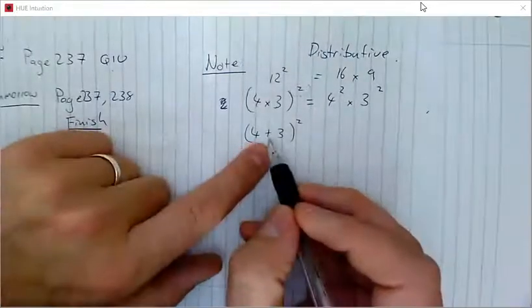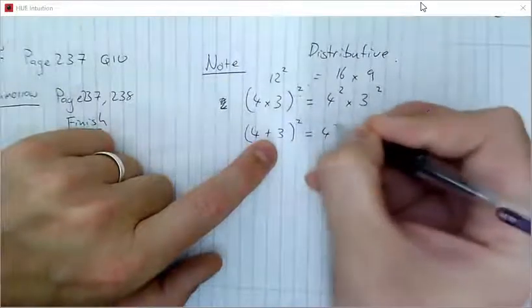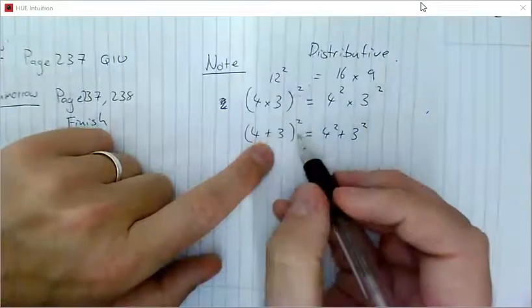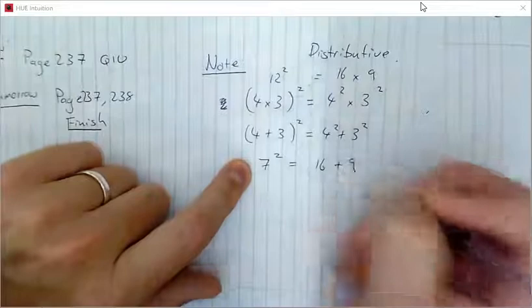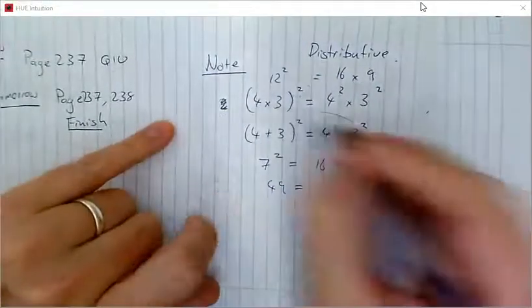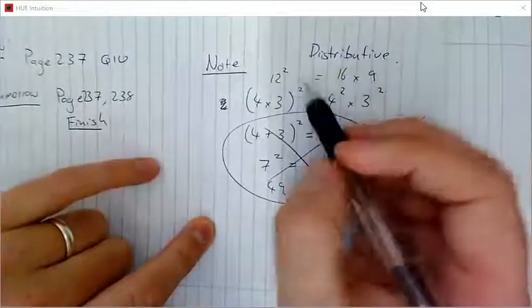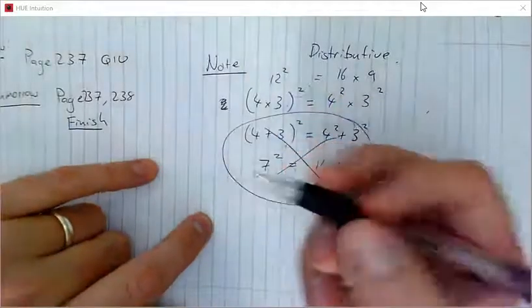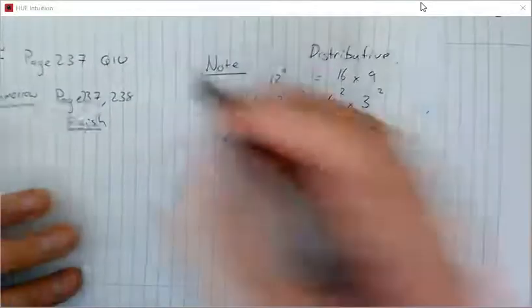If I try and apply that rule to addition, well, what I get here would be 4 squared plus 3 squared. That's distributing my square over addition. But look what I've got. 7 squared is the same as 16 plus 9. Is that true? Well, that's 49 is the same as 25. No. So that's not true. So these indices, they're distributive over multiplication, but not addition. Similarly, they're distributive over division, but not over subtraction. Okay? That's a minor point.